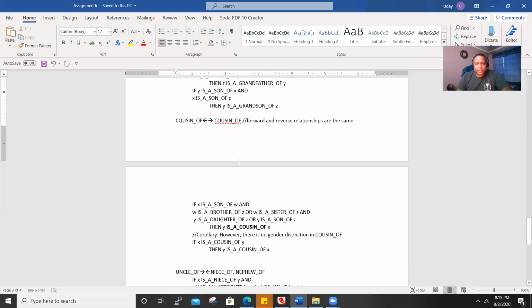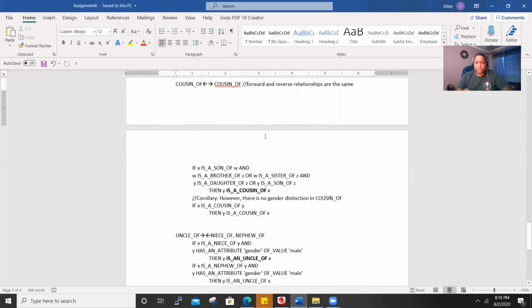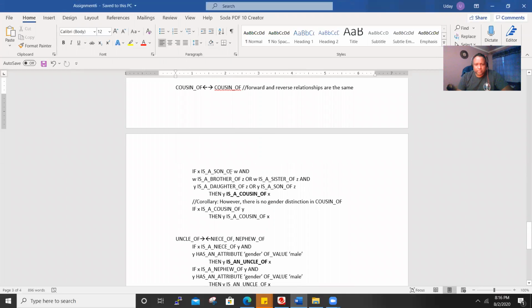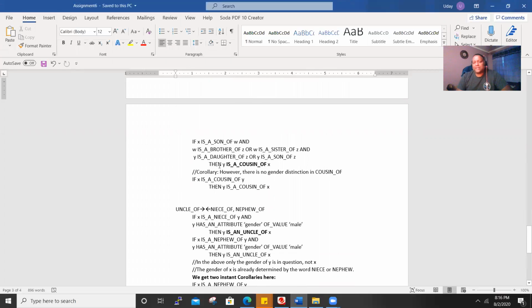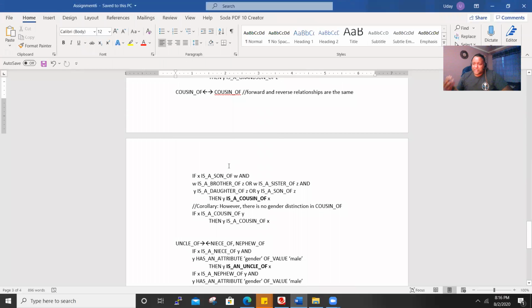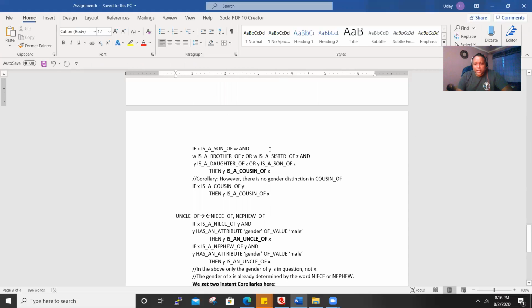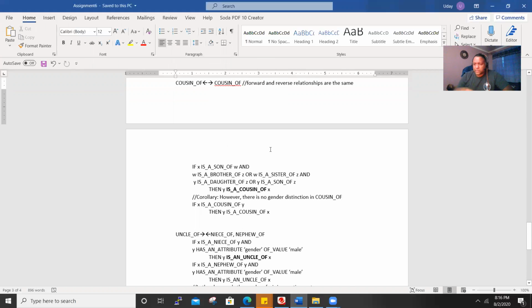Okay, now we're going for cousin. Forward and reverse relations are the same. The definition of cousin is a little more interesting. If X is a son of W, W is a brother or sister of Z, and Y is a daughter or son of Z, then Y is a cousin of X. This is just to say that your cousin is nothing but the son or daughter of your parents' brothers or sisters. But this has to be explicitly specified in the database rules. And the corollary is the same: if X is a cousin of Y, then Y is a cousin of X, because we're not even checking the gender.